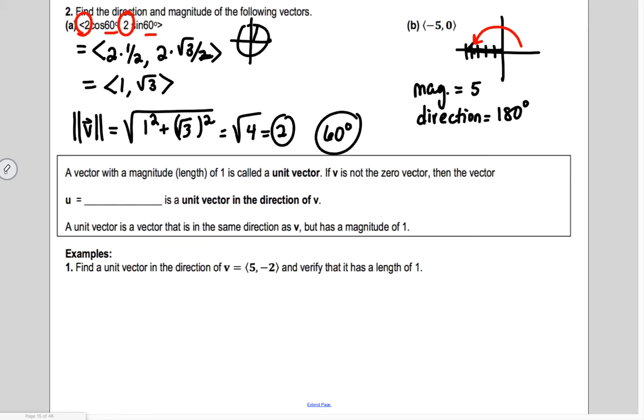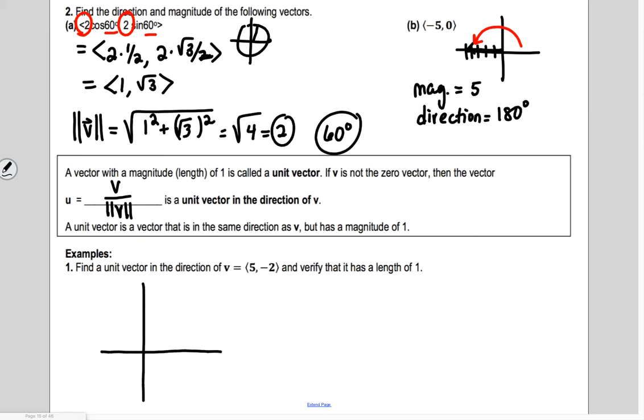So it says a vector with magnitude of length 1 is called a unit vector. Also think about our unit circle, right? Length of 1. If v is not the 0 vector, then the vector u, which is a unit vector, ends up being our vector v divided by its magnitude. This will make more sense when I do one. So find a unit vector in the direction of 5, -2.